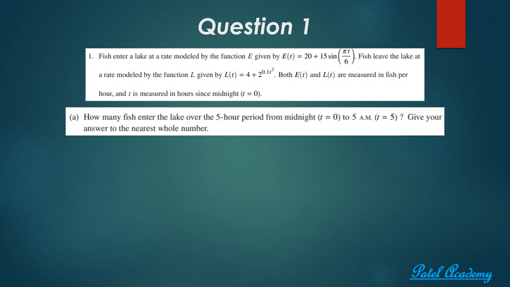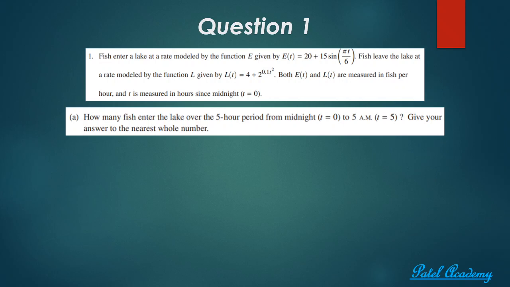It also says here that both E of t and L of t are measured in fish per hour, and I see that that's a rate of change. Now why is that important? Well, because the rate of change models the first derivative, and so it's not the original function. In this case, our original function would be the actual number of fish. E of t and L of t directly are the change in the number of fish, so we have to keep that in mind.